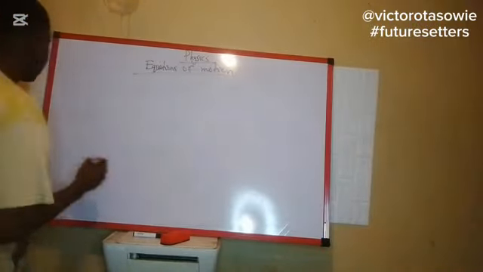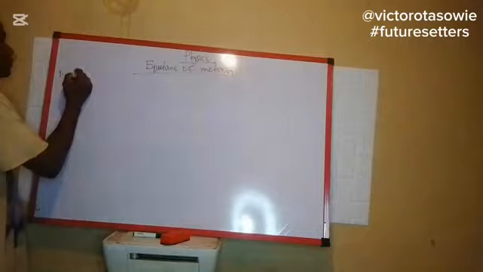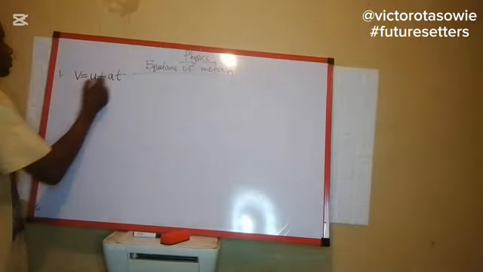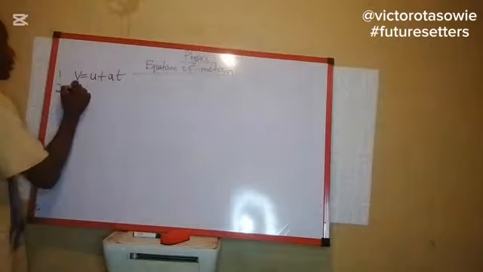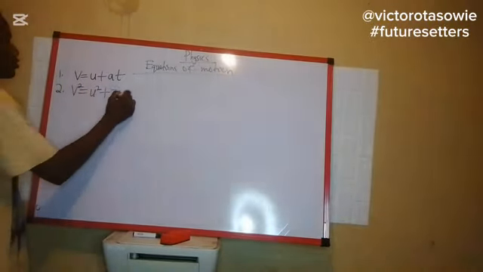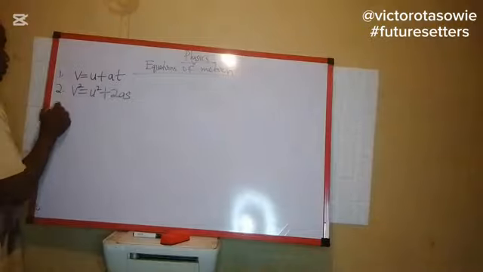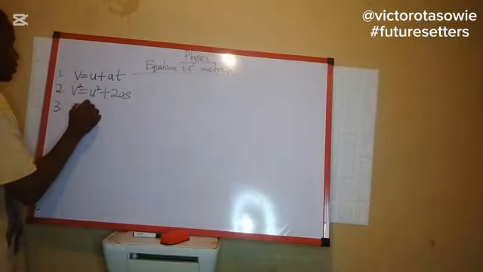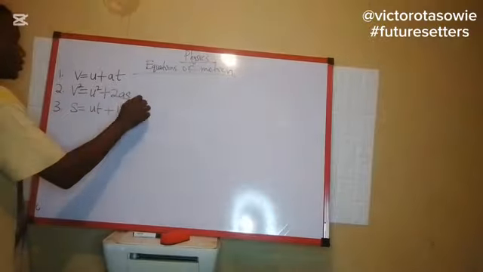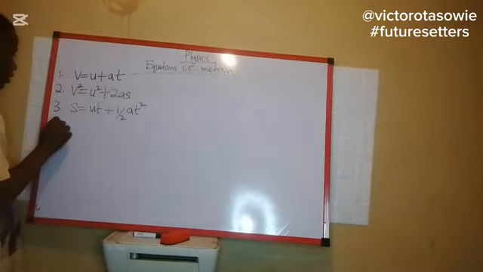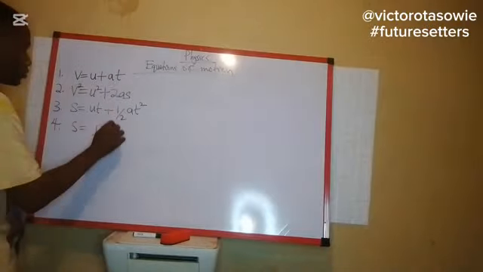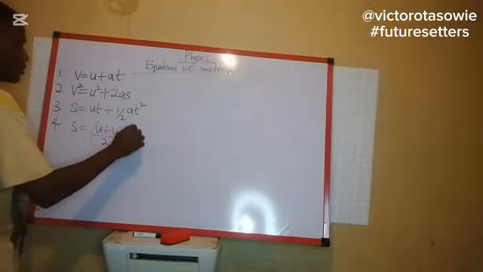The first one, which is V equal to U plus AT. The second one, V square equal to U square plus 2AS. The third one, which is S is equal to UT plus half AT square. The fourth one, which is S is equal to U plus V over 2 times T.